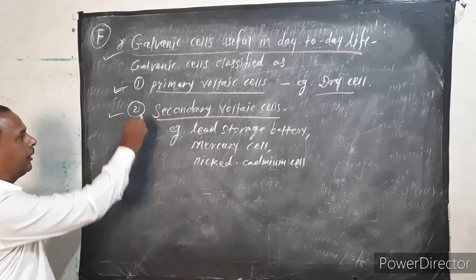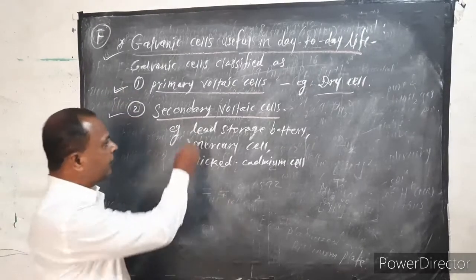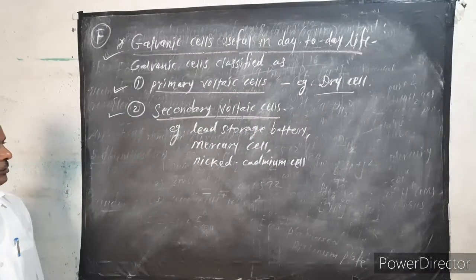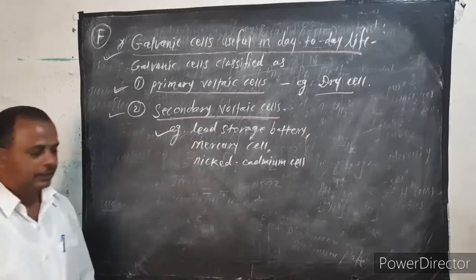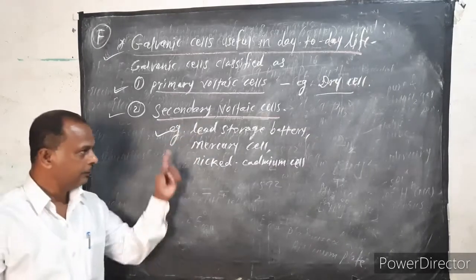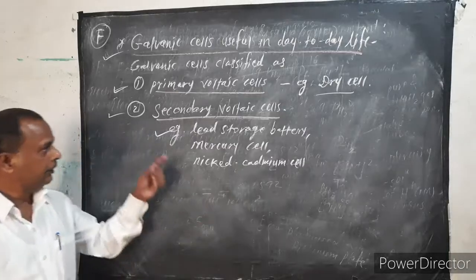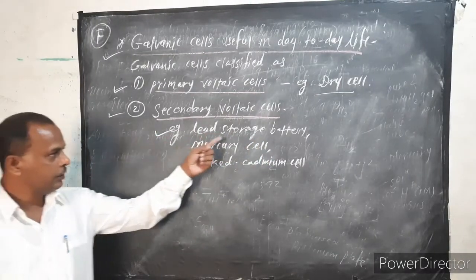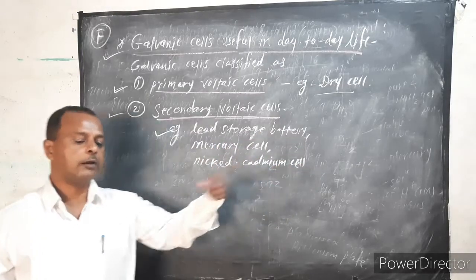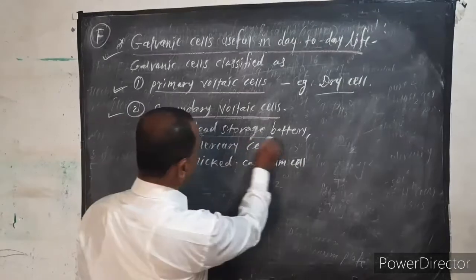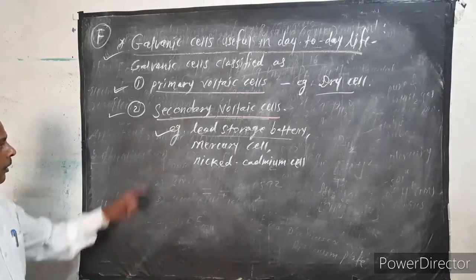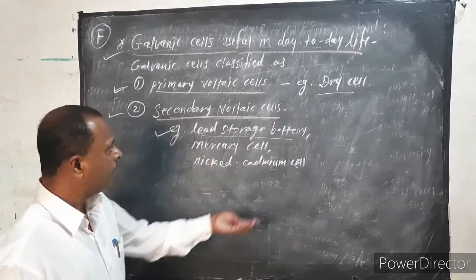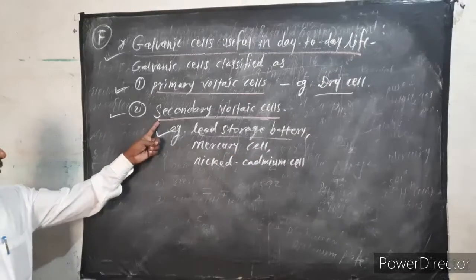Now what are secondary voltaic cells? A well-known example of a secondary voltaic cell is the lead storage battery. The main point here is that the lead storage battery can act as both an electrolytic cell and a galvanic cell. Secondary voltaic cells are those cells which can be recharged.